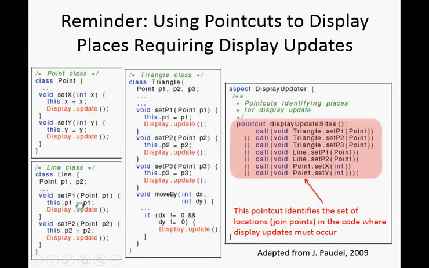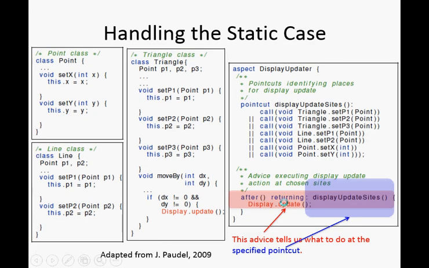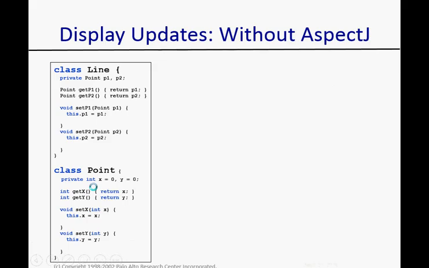Instead of repeating this ad nauseam, maybe adding another method and forgetting to put this in, we just have this display update in exactly one place, and we simply tell it where we want to weave it in to this code. It will be woven in at all these different places. Okay, ladies and gentlemen.